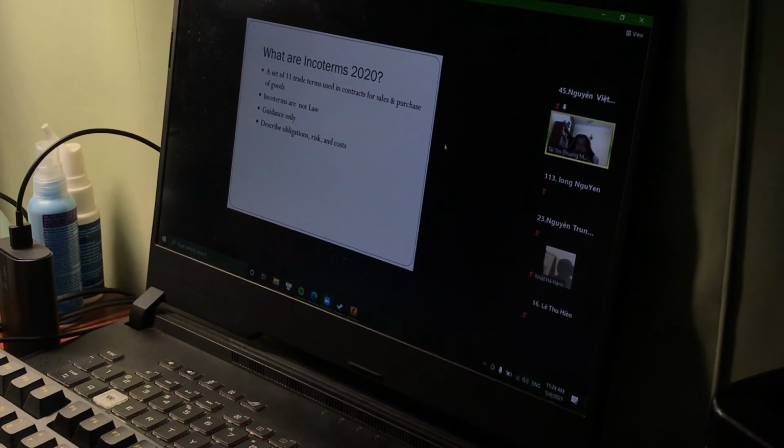Incoterms 2020 is guidance only. It guides the parties on many different things and describes obligations. For example, who is responsible for transferring goods, who is responsible for buying insurance, okay? Many different obligations, risks and costs.